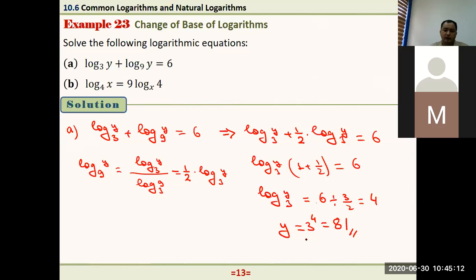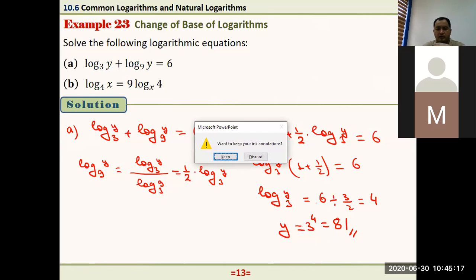Okay. How about another example? Let me solve B now.